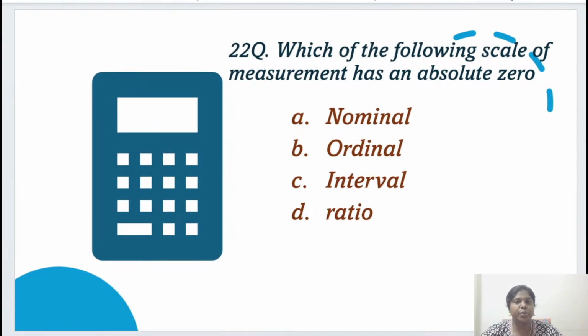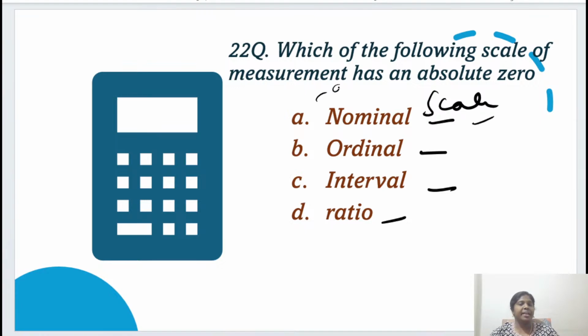Next, 22nd question, which of the following scales of measurement has an absolute zero? Whether it is nominal, ordinal, interval, or ratio scale. These are the types of scale which we use for this assessment purpose, right? Nominal scale means we will write about their age, name, sex. It doesn't start with 0, right? If you look at ordinal, interval, ratio, for the number of children, where does it start with 0?